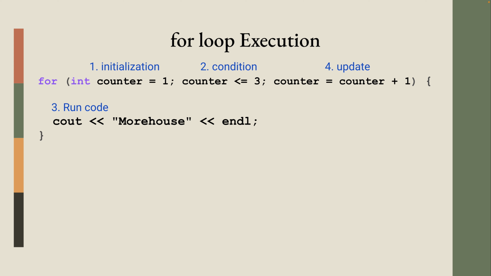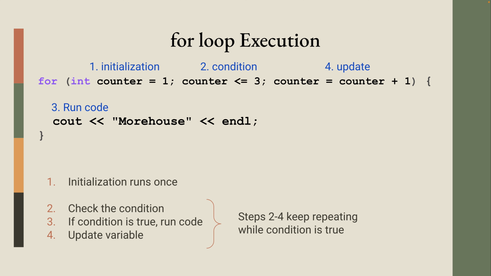Okay, how does a for loop actually execute? The first step that's always going to happen is the initialization. So we set the counter variable equal to something. The initialization is always going to run once for the loop. It's not that every time the loop runs, we set counter equal to 1. That only happens the first time that the loop runs. So counter is equal to 1, and then steps 2, 3, and 4 keep repeating in this order.